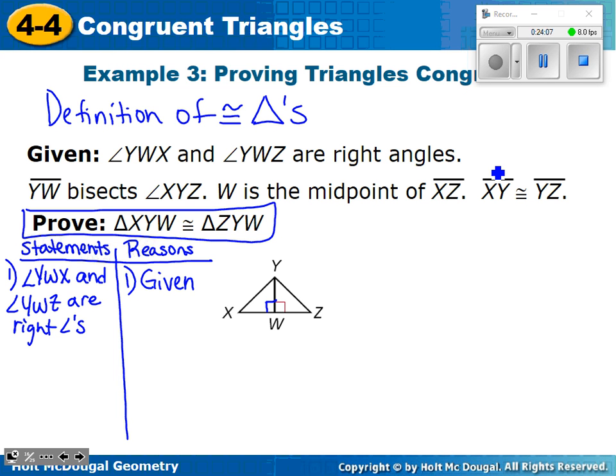Now what do we need to use to say they're congruent? So now we're saying if they're equal, then angle YWX is congruent to angle YWZ. And we could do that. It would take 3 steps. And you can do that every single time. Or we learned a theorem that said all right angles are congruent. What theorem name was all right angles are congruent?